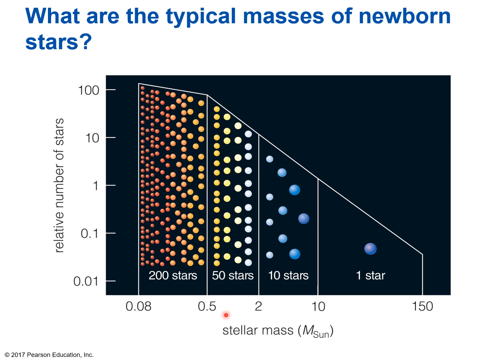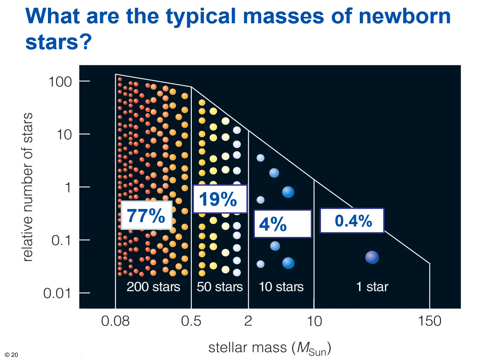There are going to be 50 stars that are between half and 2 solar masses. This would include the G stars that the sun is a part of. And there are going to be 200 stars that are less than half of a solar mass. So you can see that by far the majority of stars born are less than half of a solar mass. They're going to be those M stars and K stars, those reds and oranges.